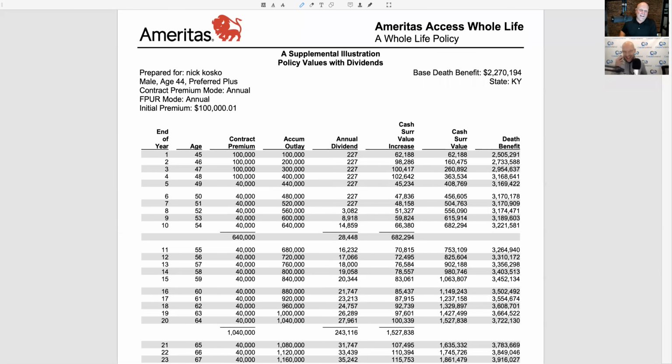All right. So let's look at a policy on this gentleman, Nick Kosko. So as you know, audience, we would never show you an illustration that has somebody's actual name on it. So we're using Nick as our guinea pig. I kind of like that, Nick. That's fun. Yeah, I'm fine with it. I can roll with whatever. So let's look at what's happening here.